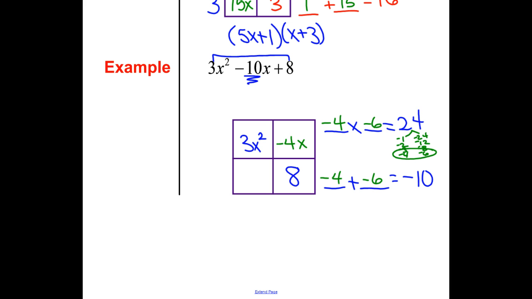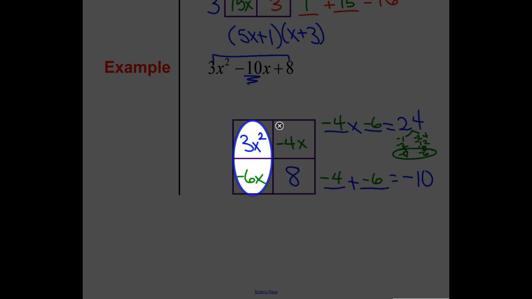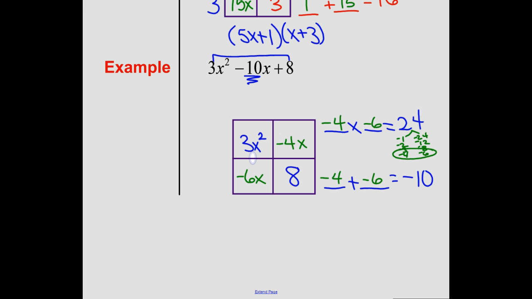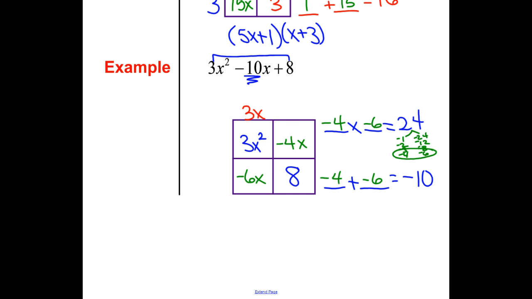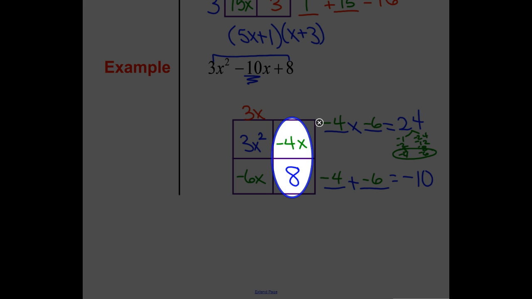Negative 4x, negative 6x. And again, I'm going to look vertically at each piece. So I'm going to look first here. What's my greatest common factor? Well, it's going to be a positive 3x. And again, we want to look right here. What's our greatest common factor?